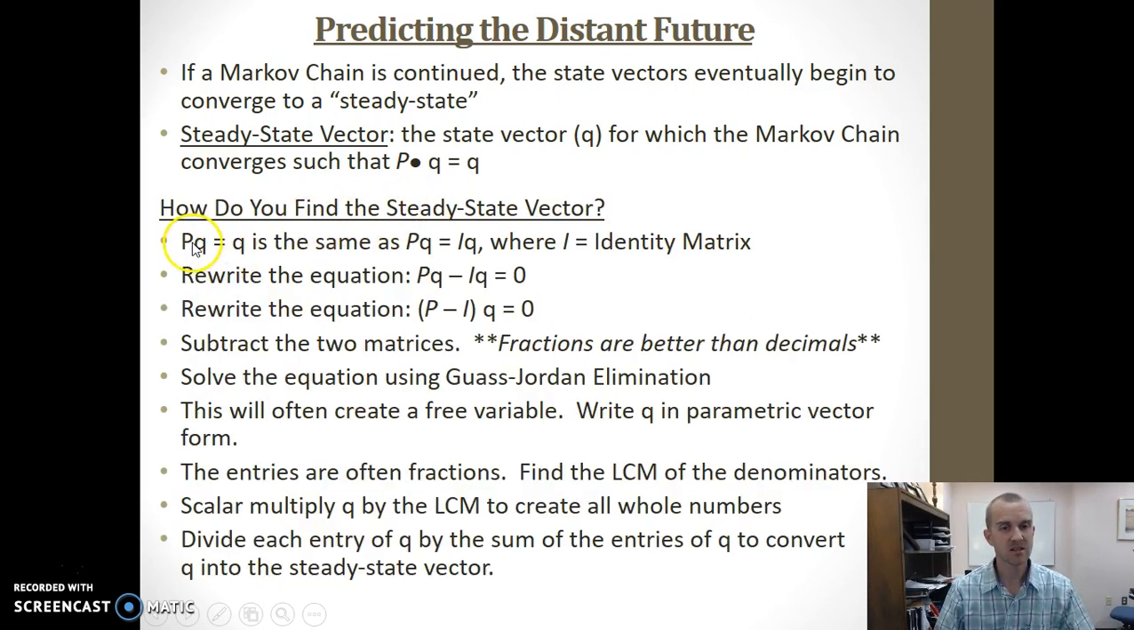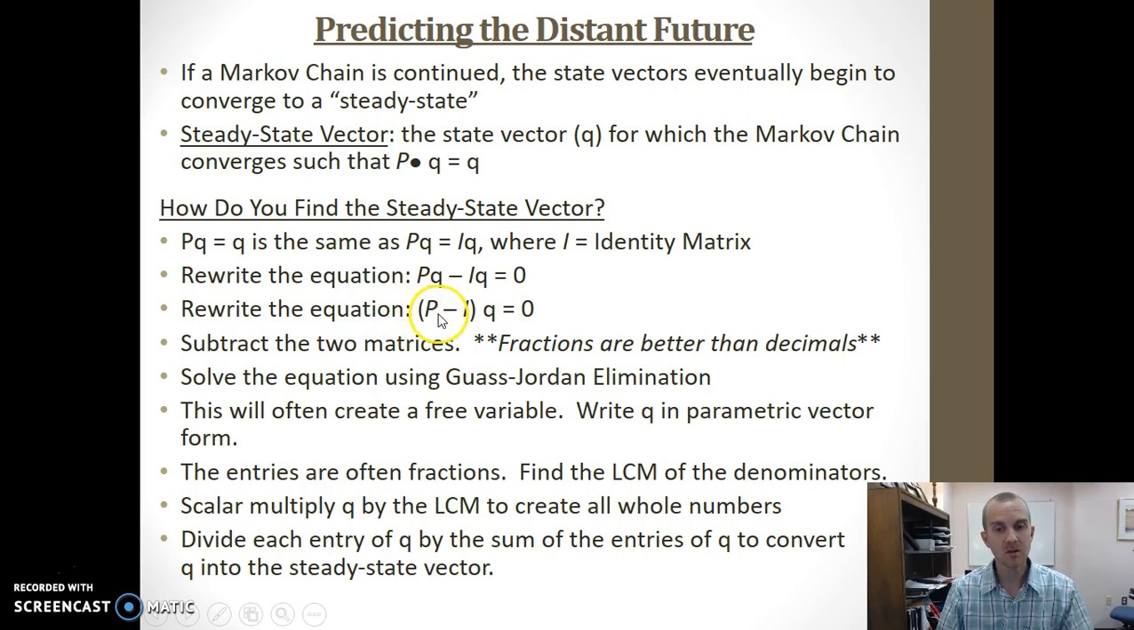So the first thing to recognize is that this is a stochastic matrix times the state vector. And what we could also say here is that this is multiplied by the identity matrix, which is the exact same size as our stochastic matrix. So if we want to rewrite this so that it equals 0, we can take the stochastic matrix minus the identity matrix, because we can subtract matrices of the same size, multiply that by the state vector to equal 0, and that's a solvable matrix using Gauss-Jordan elimination.